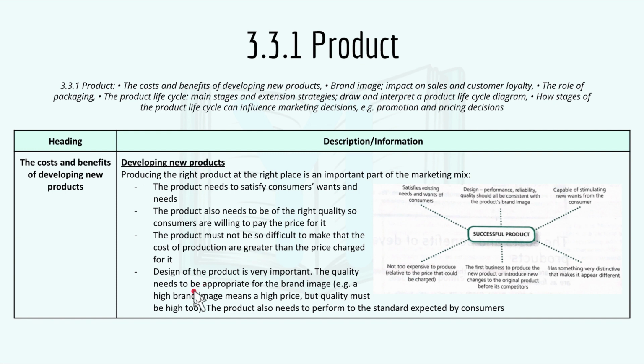And number 4, the design of the product is very important, and the quality needs to be appropriate for the brand image. Like a high brand image means a high price, but quality must be high too. And the product also needs to perform to the standard expected by consumers. So here's what a successful product entails. Like satisfying, design, this, and these 6 points right here.